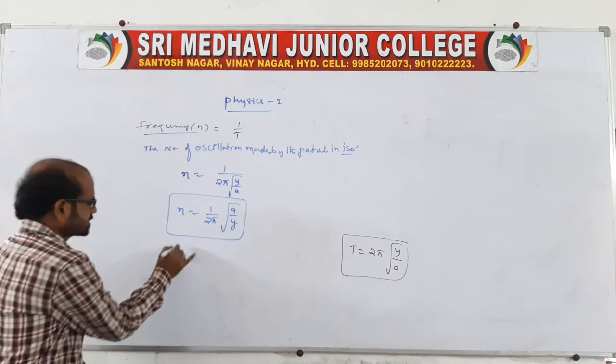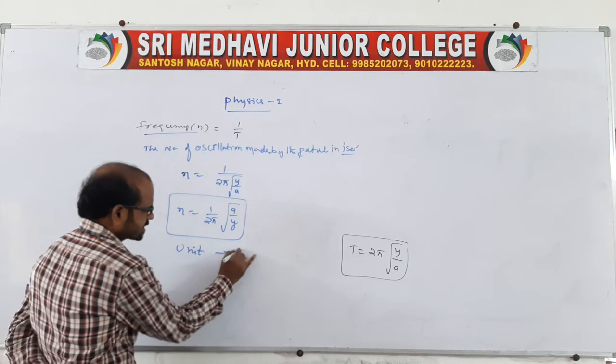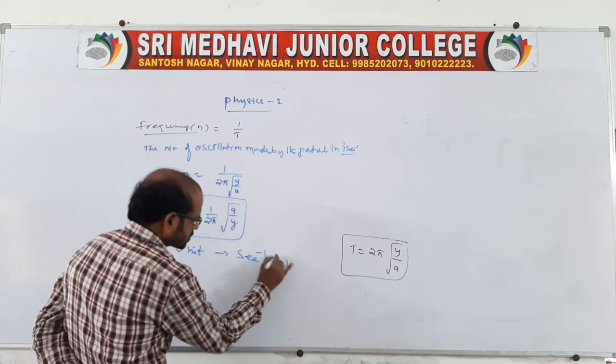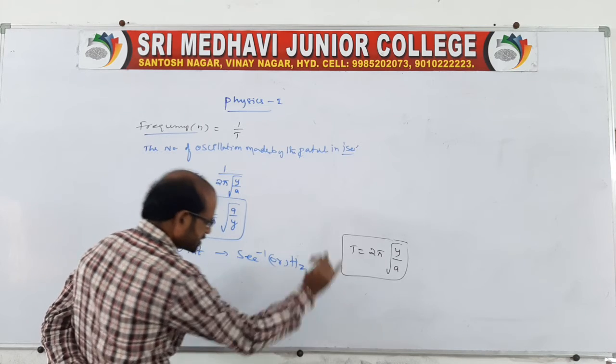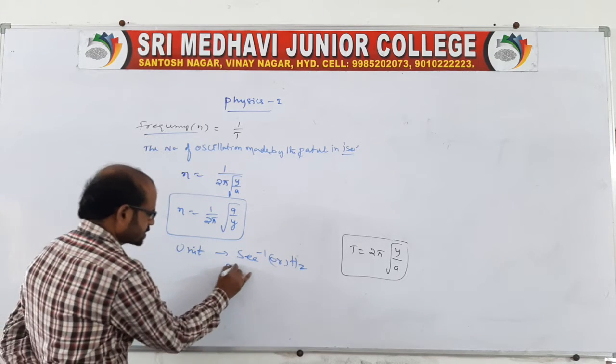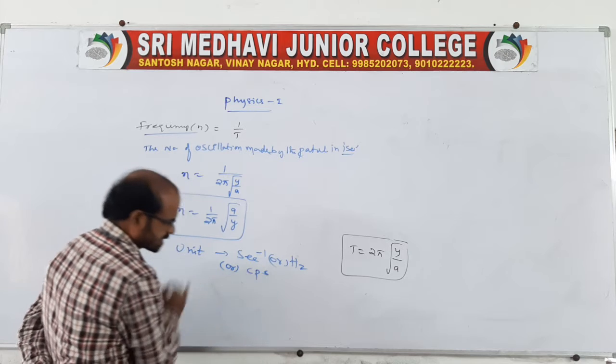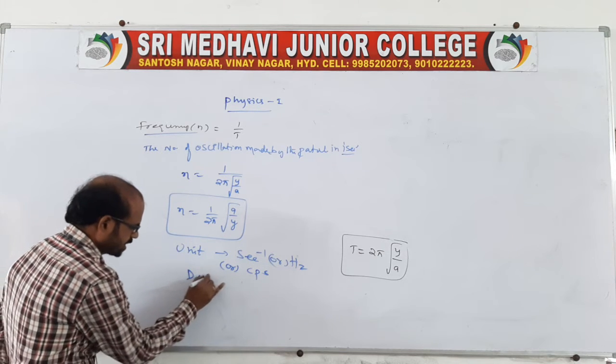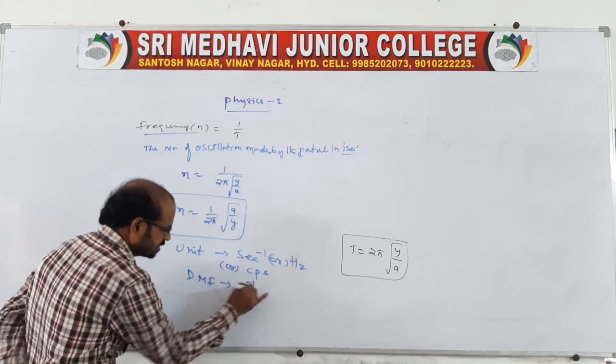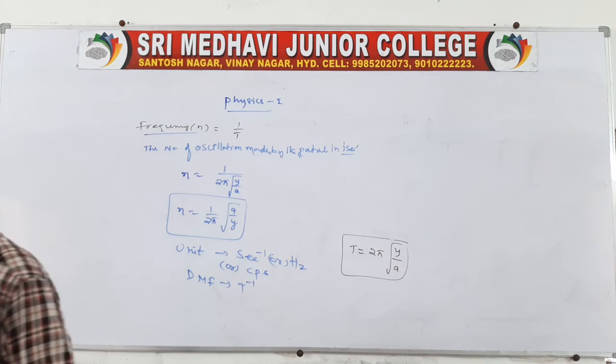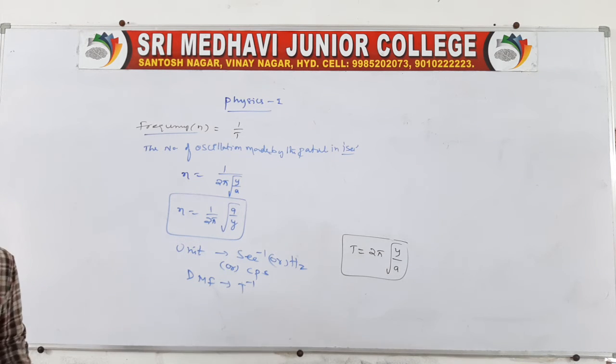And what about the units? Of course, it is a reciprocal, no? You say second inverse, or we can also call it hertz. Frequency is measured in hertz, or we can also say CPS, cycles per second. Sir, what about the dimensional formula? Here the dimensional formula is nothing but T inverse.